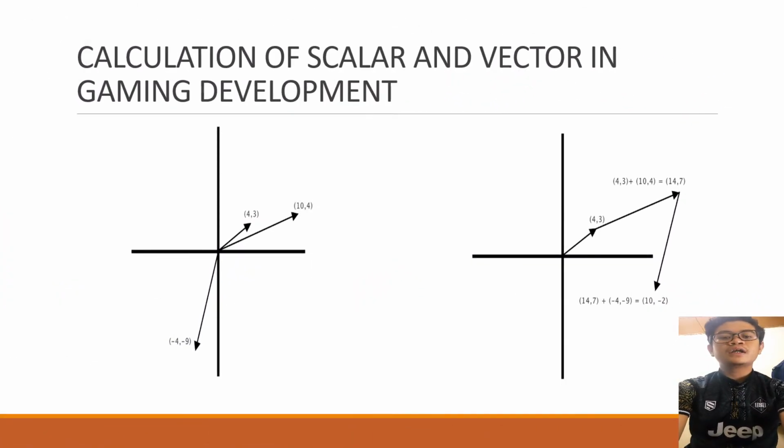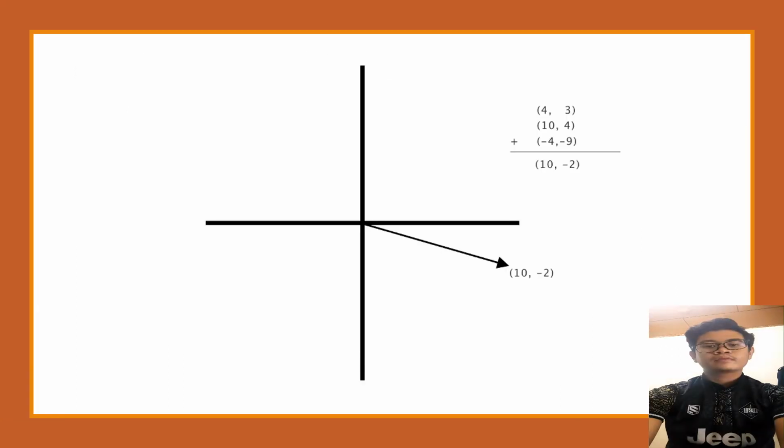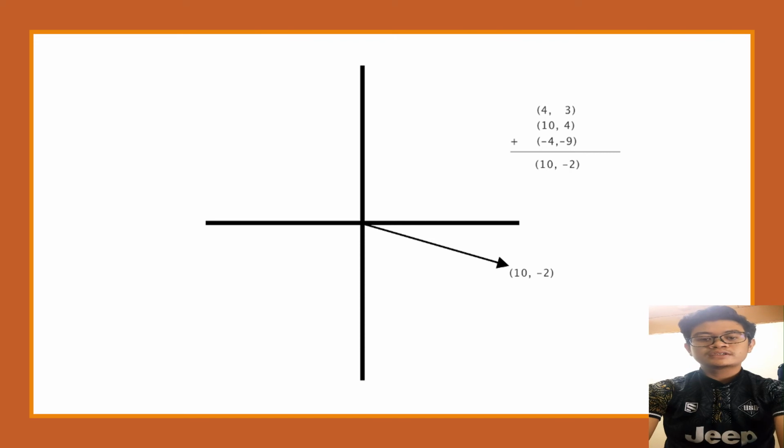Calculation of scalar and vector in gaming development. This is another example diagram to show the calculation. Now we have three vectors, which are (3, 10), (4) and (-4, -9). The second diagram shows that we must arrange the vectors to make a line and add all of the vectors. The diagram shows the answer of the addition of all three vectors. The answer for the vectors is (10, -2).